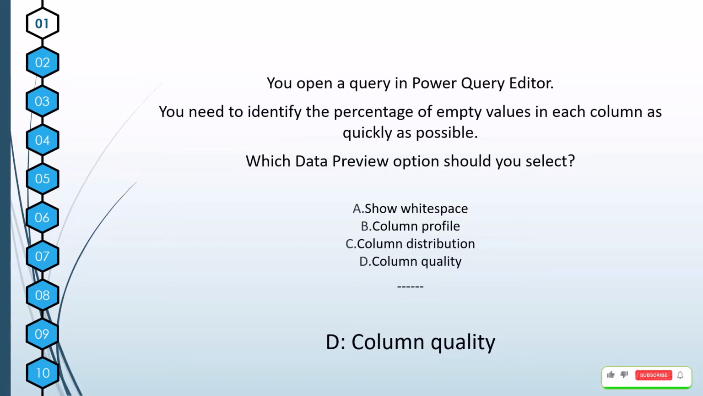Open a query in Power Query Editor. You need to identify the percentage of empty values in each column as quickly as possible. Which data preview option should you select? A. Show white space. B. Column profile. C. Column distribution. D. Column quality. You should select D. Column quality.